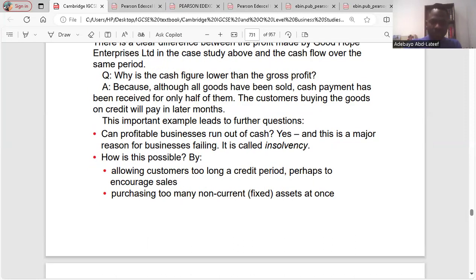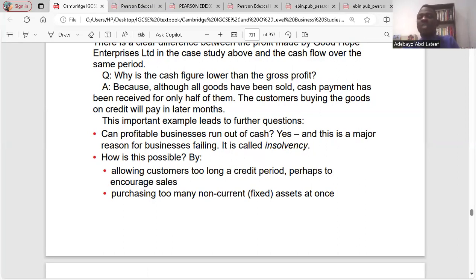Yes. So how is this possible? By allowing customers too long a credit period, perhaps to encourage sales. When you allow customers to pay at a very long period of time because you want them to continue to buy from you, you'll be insolvent, and that might make you close down your shop. Do you get the point?